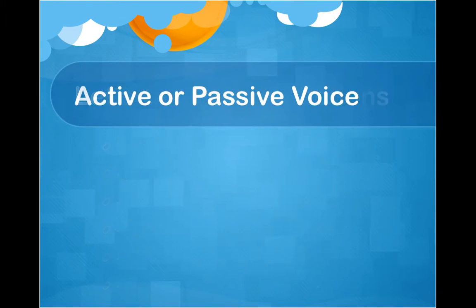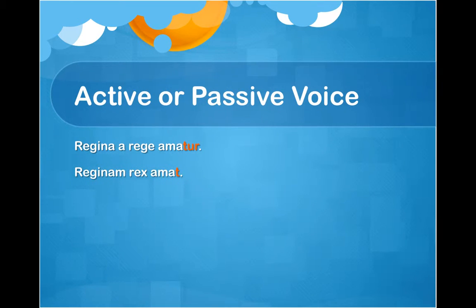Let's take a look at some sentences just to see if we can tell whether or not the sentence is in the active voice or the passive voice based solely on the ending of the verb. Regina a rege amatur. So here we see the ending tur on the verb, and that means that the sentence is in the passive voice. To translate it, we're going to look for a nominative case noun, which is Regina. That is my subject, and the action is done to it. Regina a rege amatur. The queen is loved by the king.